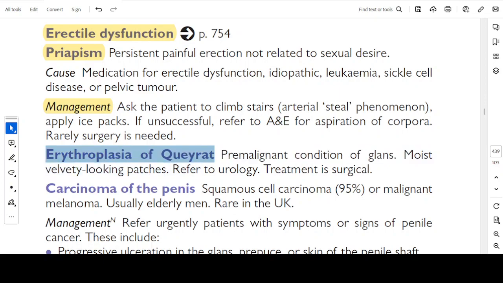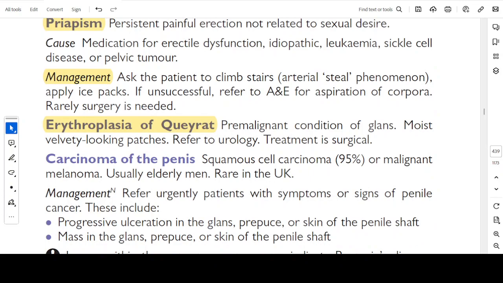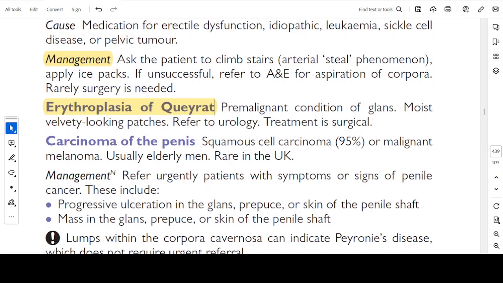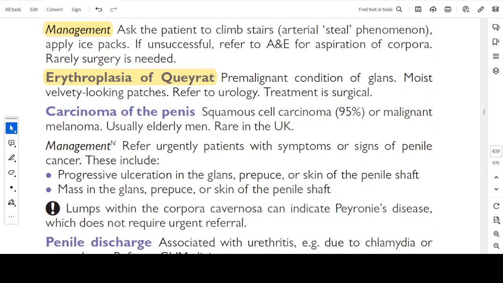Erythroplasia of Queyrat. This is a pre-malignant condition of the glands. Moist velvety looking patches are present. Refer to urology. Treatment is surgical.